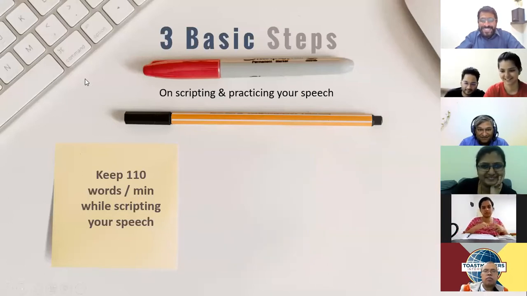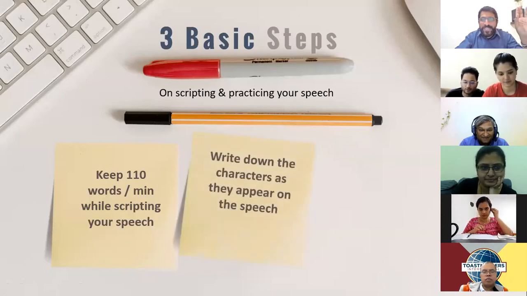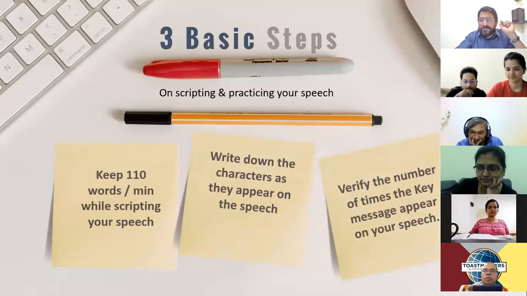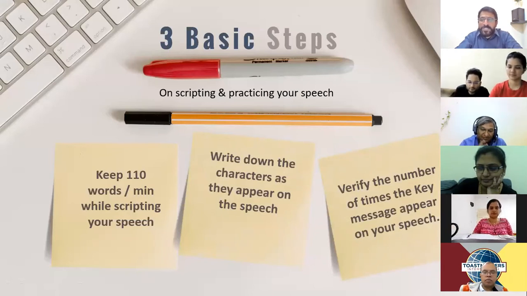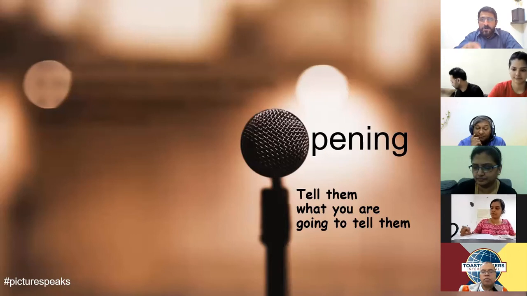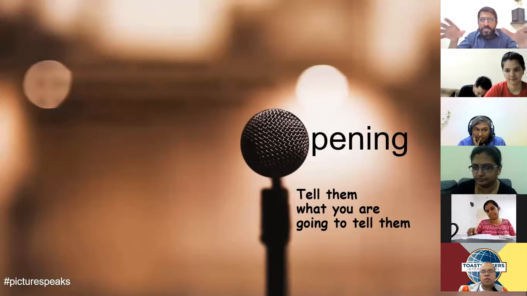Okay, this was the slide which was supposed to be shared. So keep 110 words per minute. Write down the characters as they appear in the speech. Third thing, verify the number of times the key message appears in your speech. These are the 3 very important basic steps that you must consider while scripting and practicing your speech. Now comes the opening. The opening of a speech is a place wherein you are telling people what you are going to tell in your speech.